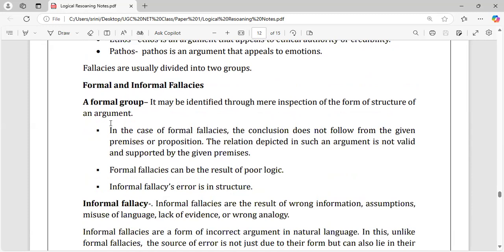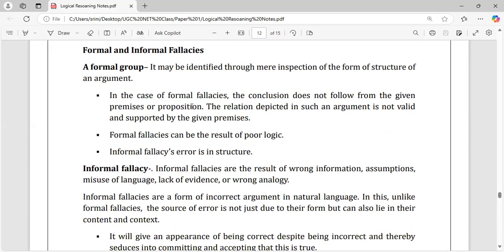A formal fallacy may be identified through mere inspection of the form or structure of the argument. In the case of formal fallacies, the conclusion does not follow from the given premises or propositions. The relation depicted in such an argument is not valid and not supported by the given premises. Formal fallacies can be the result of poor logic.